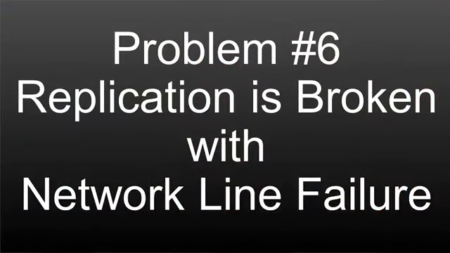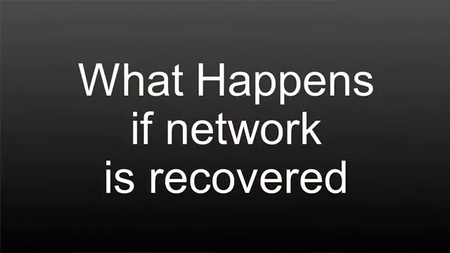The sixth problem is replication broken with network line failure. In the background, there is a global replication. One data center is in San Francisco, and one data center is in Seoul. But suddenly, the network line is broken. Fortunately, San Francisco is master and Seoul is slave, so service is fine. So what happens if the network is recovered?